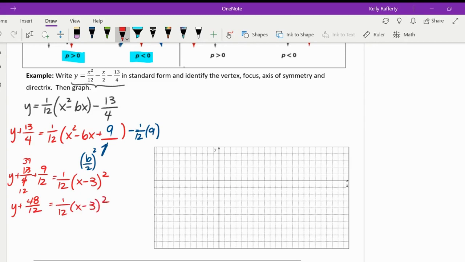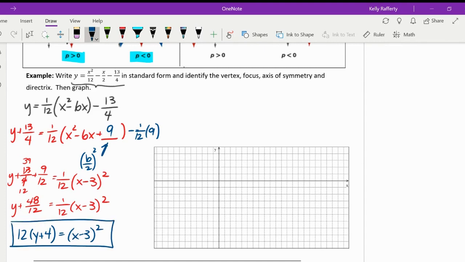Now you guys will notice up in that box up there for standard form, I always have the coefficient, so this constant, on the non-squared side. So our final answer for this would be y plus 4, but this 1/12 I'm going to multiply over, so that squared binomial is by itself.